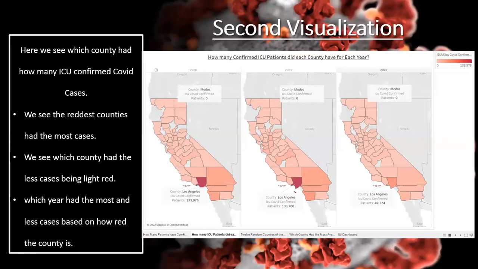The trend continues with Los Angeles. Even with the bigger counties we see on the map, there are fewer ICU confirmed cases, and with smaller populations, ICU cases are so low or non-existent.